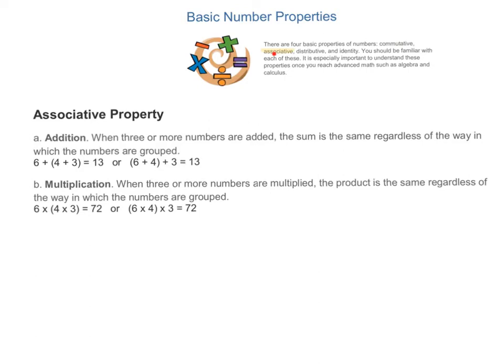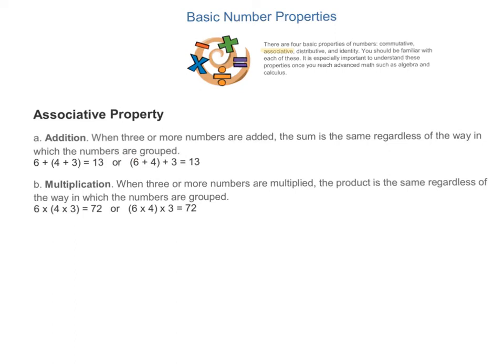Looking now at the associative property. The associative property, in addition, says when 3 or more numbers are added. So we see here we have 6 plus, in brackets, 4 plus 3, close brackets, equals 13, or 6 plus 4, in brackets, plus 3 equals 13. When 3 or more numbers are added, the sum is the same regardless of the way in which the numbers are grouped.